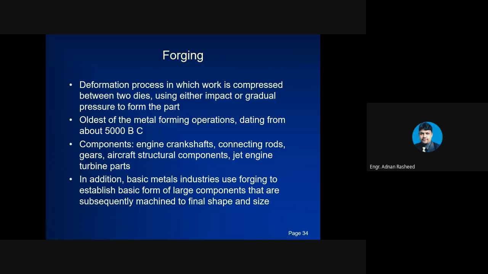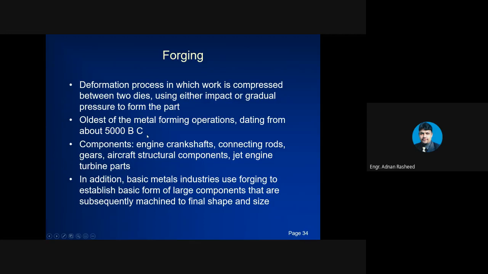You have two dies, and the shape is already available in those dies according to your desired shapes. So you have to put the bulk material in these dies, and you have to compress. After compressing, you will get the shape of the dies on the part as well. So work is compressed between two dies using either impact or gradual pressure to form the parts.